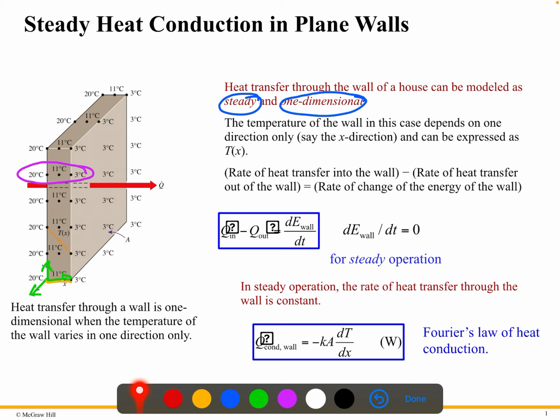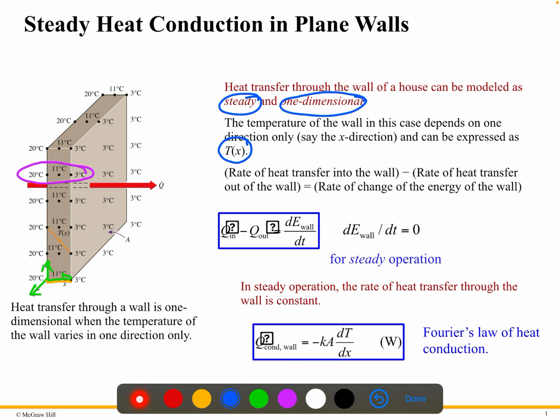This is one of the basic concepts. We'll use these assumptions for most of the problems. We'll write it as a steady and one dimensional problem. And as the temperature is changing along the x-axis, we can say the temperature is just a function of x, because it's only changing along the x-axis.